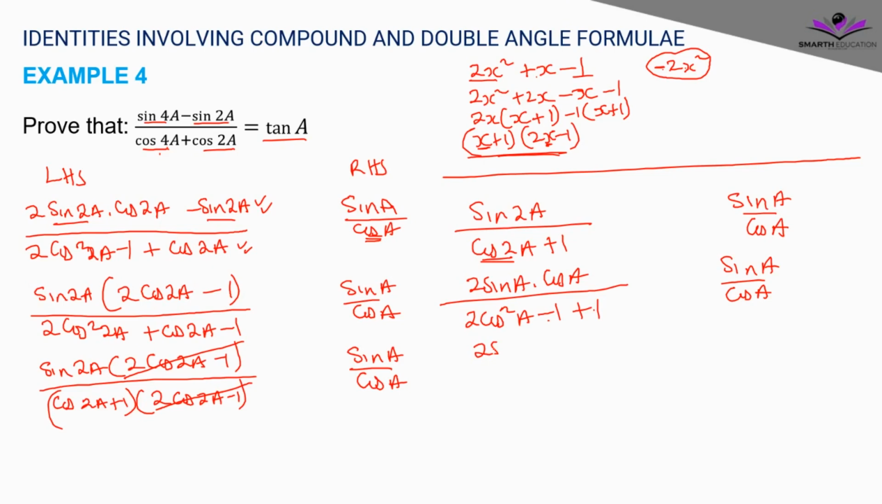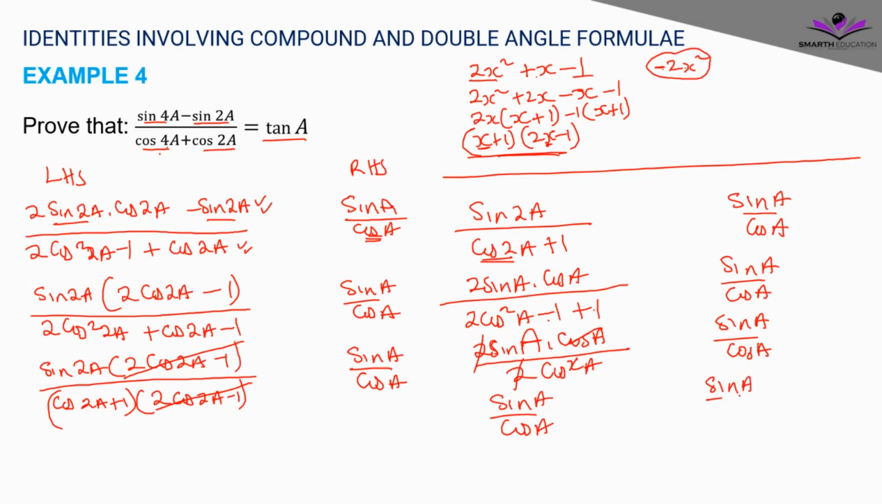2 sine a cos a over 2 cos squared a. Right, sine a cos a this side. And 2 divided by 2 is 1. And then 1 cos a here, we'll cancel 1 cos a, we remain with 1 cos a. So this is 1 sine a over cos a. And then sine a over cos a. Right, we have proved that the left hand side is equal to the right hand side.